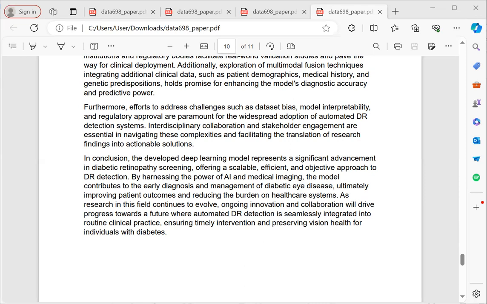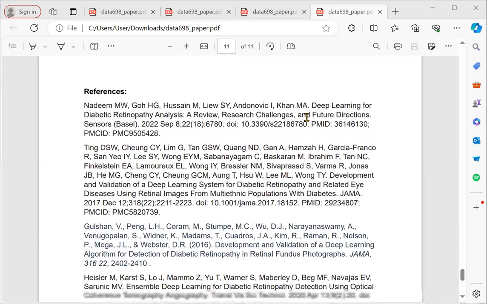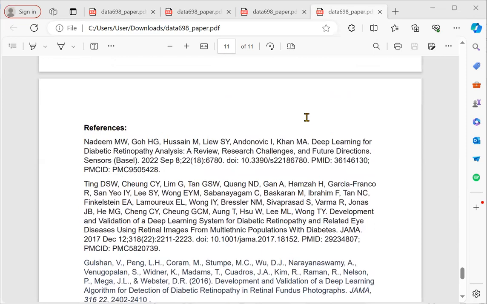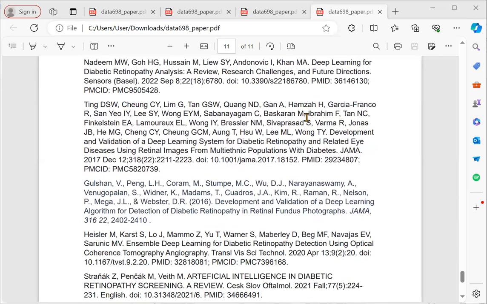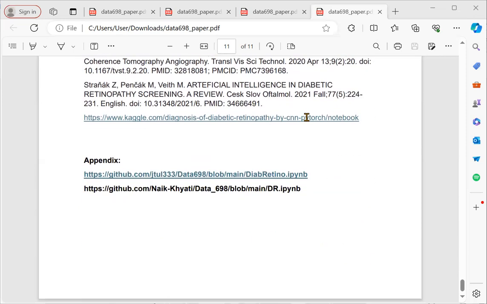Kathy, go ahead. So we have listed the references, and we also give the appendix. We took the data from Kaggle. We have our code on GitHub, open to the public. People can easily take a look at it.